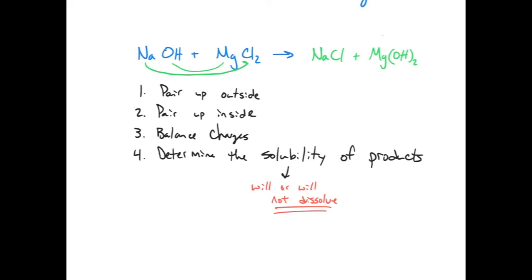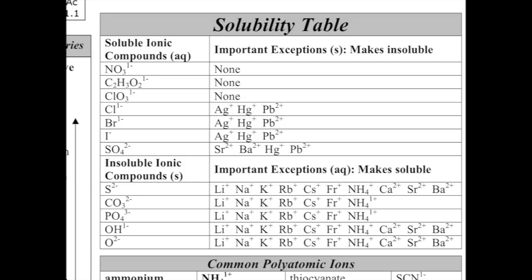You need, as I mentioned, a tool in order to do this, and it's called the solubility table. Now you might be asking yourself, how do I know if something dissolves or something doesn't dissolve? And we've got this table that is located on the back of your periodic table that will help us to determine whether or not our two products are soluble or insoluble.